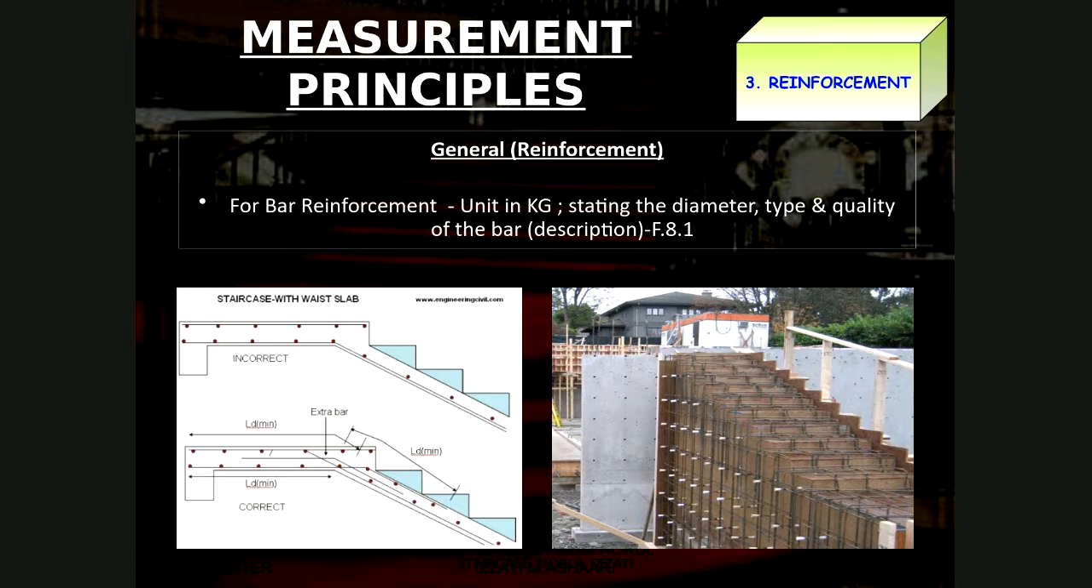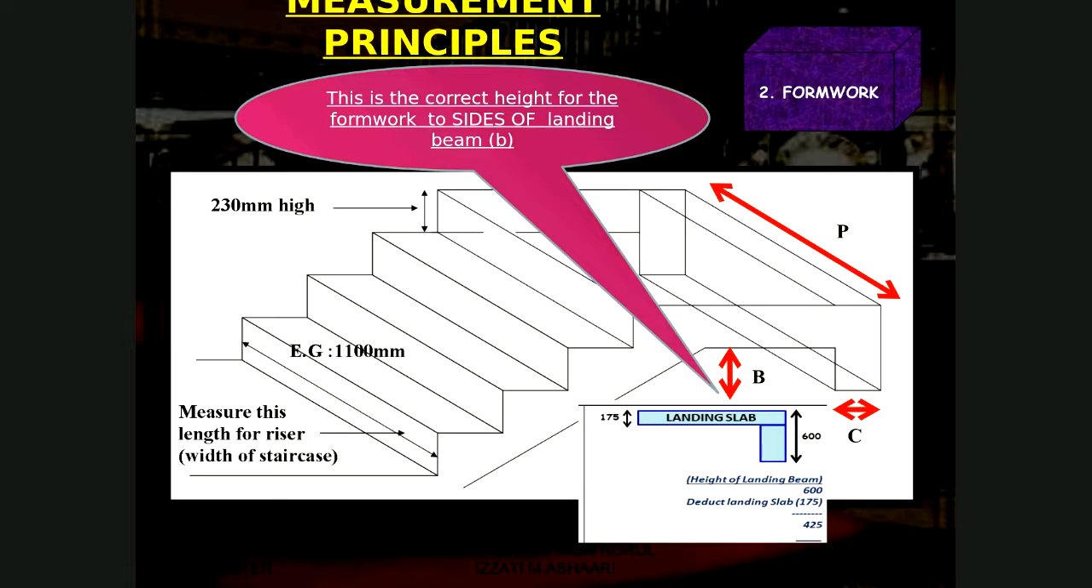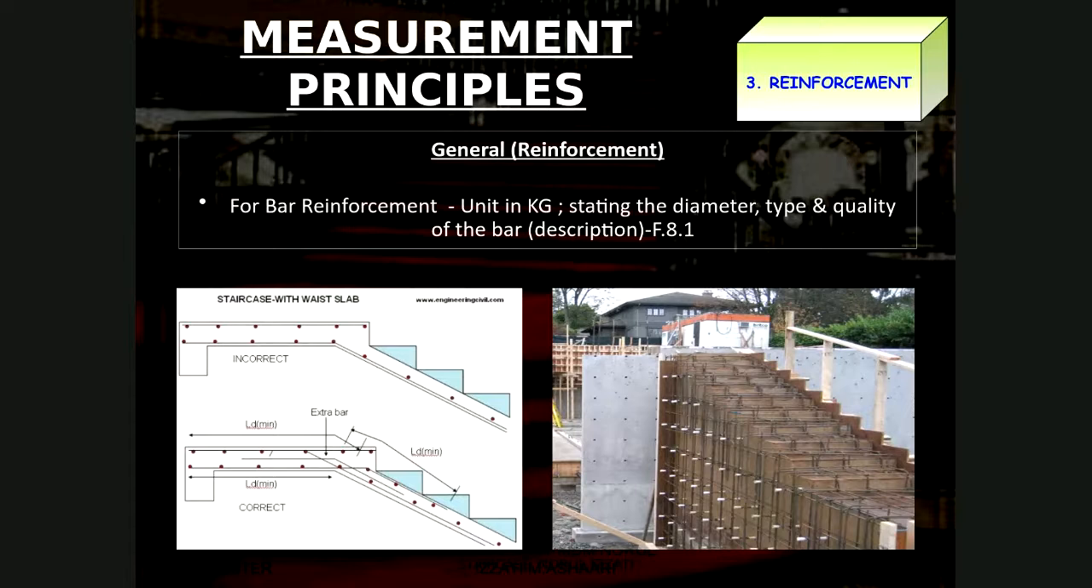If you refer to the clause for the bar reinforcement, the clause is referring to F.8. This is the main difference. If you have another category of reinforcement, for example, the other one is fabric reinforcement, fabric reinforcement is referring to F.9. So that is the difference in terms of category and the clauses.